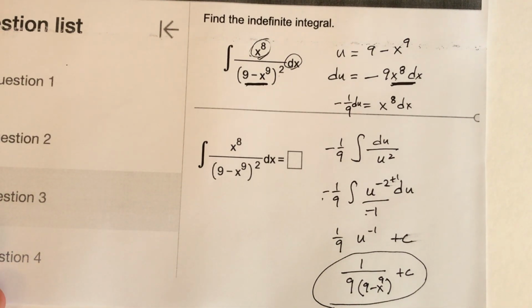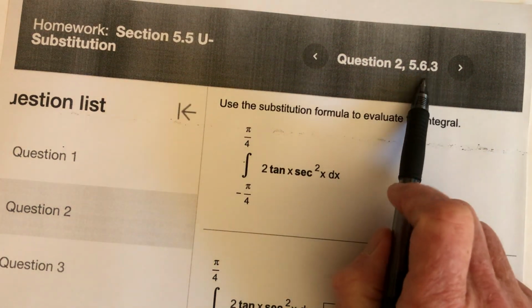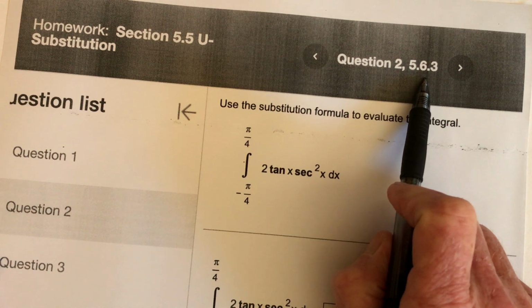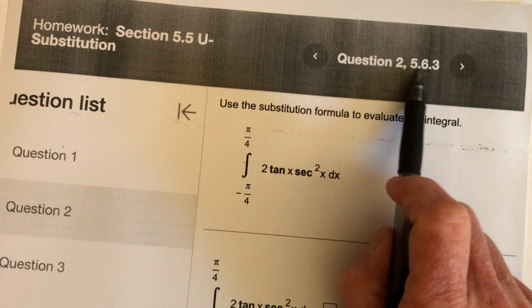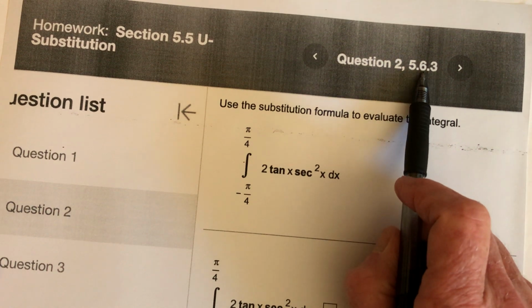Okay, then on to homework that is in section 5.5, and then they call it 5.6. That's basically because in their programming way they set it up, 5.5 is u substitution, and then 5.6 is u substitution with trigonometry.